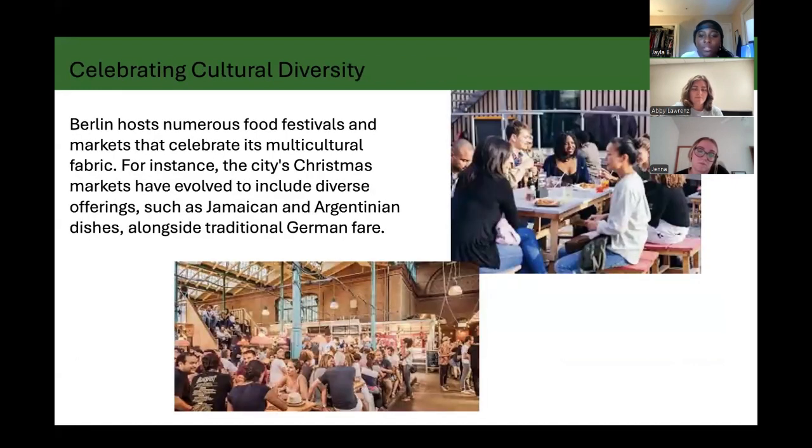And then within the multiculturalism, tying back to the reunification, Berlin takes great pride in hosting food festivals throughout the year and doing markets within their fabric. A huge instance would be the city's Christmas markets. I've lived in Germany for a few years, so I was able to visit some of these Christmas markets within Berlin. And it does have diverse offerings, such as Jamaican and Argentinian dishes, as well as traditional German fare.